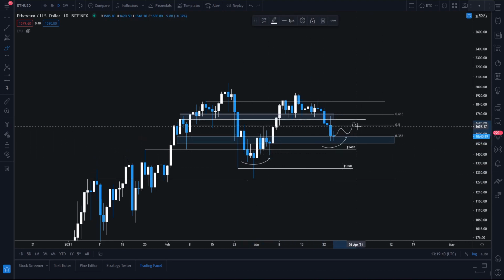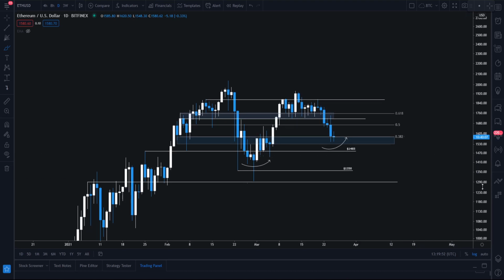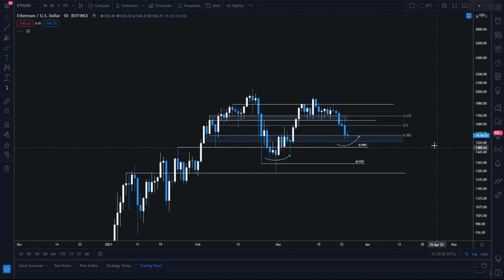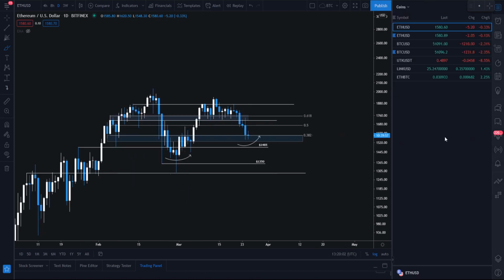So we'd want to see something like this on a daily time frame. A close above 1,600 would be great today, but right now it's a little bit too early to say, as it's early in the day. But yeah, I think Ethereum looks okay. A good chance that we see support and buyers step in in this region.